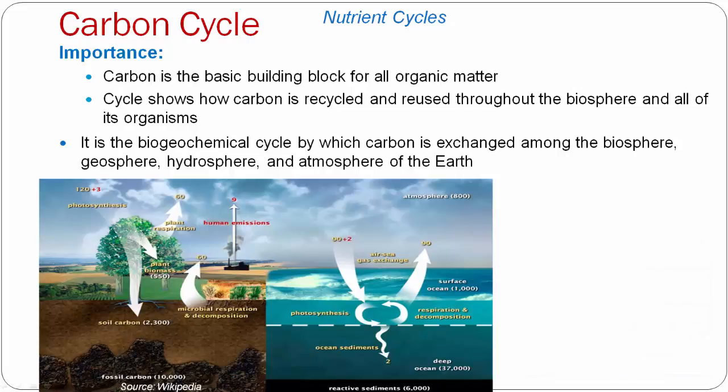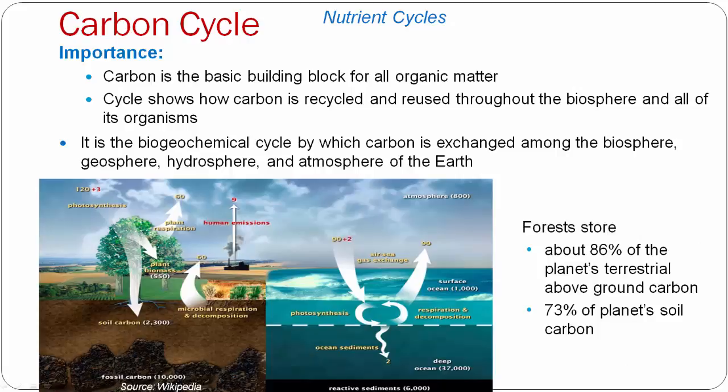It is interesting to note that forests store about 86% of the planet's terrestrial above-ground carbon and 73% of the planet's soil carbon. Thus, there is quite a substantial portion of the carbon cycle associated with forests.